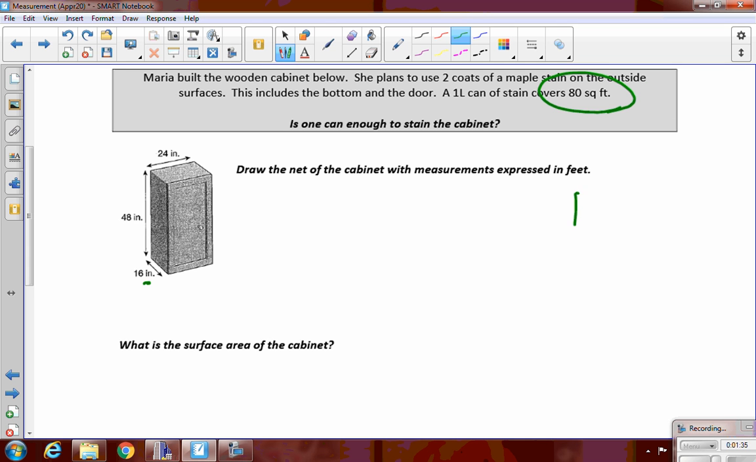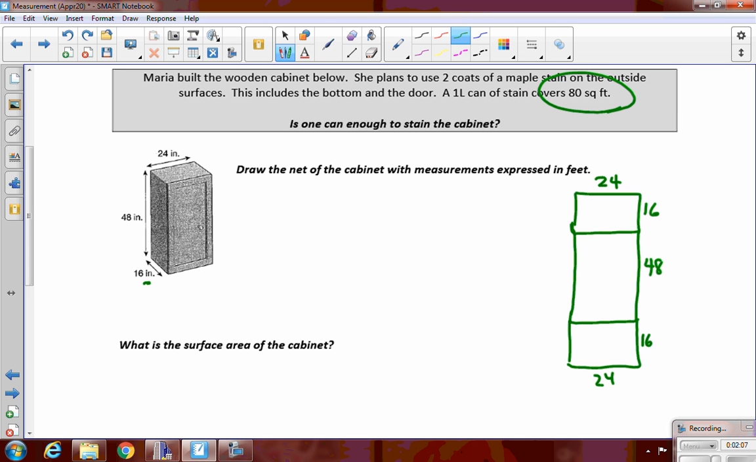So if I was to start with the top of it, here's the top of the cabinet. This would be 24 by 16. Then we have the long door, which is 48 inches long. Bear in mind that we're not making this to scale, we're just drawing a sketch. Then we have the bottom. If we were to fold that underneath, that would become the bottom. And again, this is 24 by 16. So I have 3 sides here. I need to have the other 3.